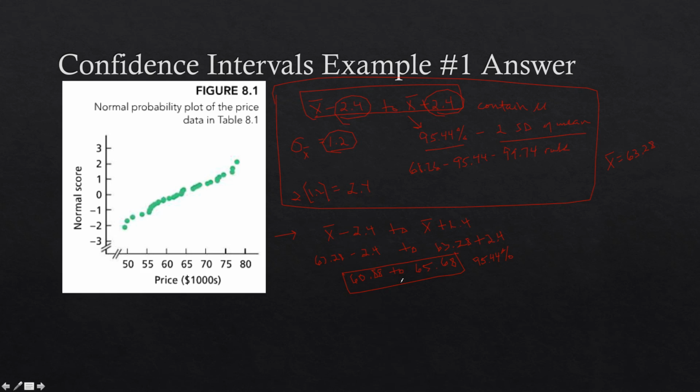So that's what confidence intervals are all about. How confident are you that it's in this interval? And now remember, 60.88, 65.68, those are thousands of dollars. So this would be $60,880 to $65,680. So keep that in mind as you're working this problem, okay?